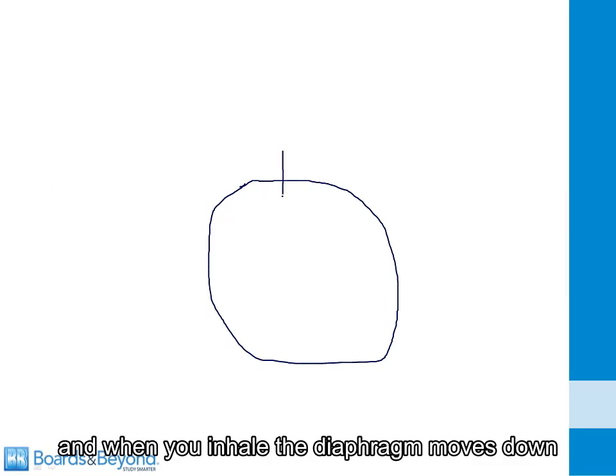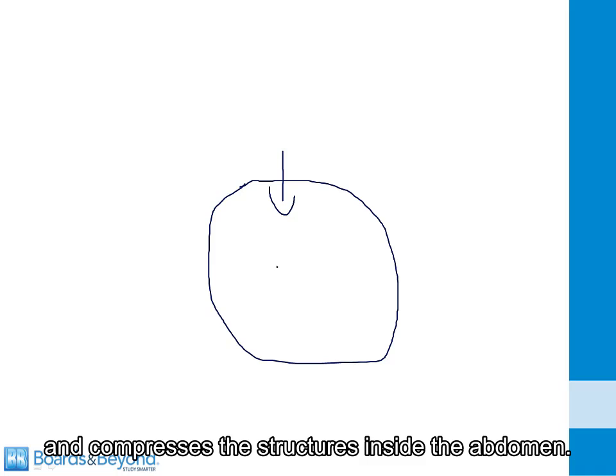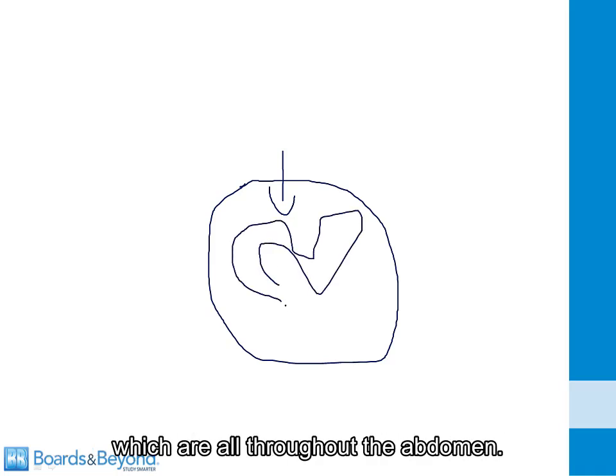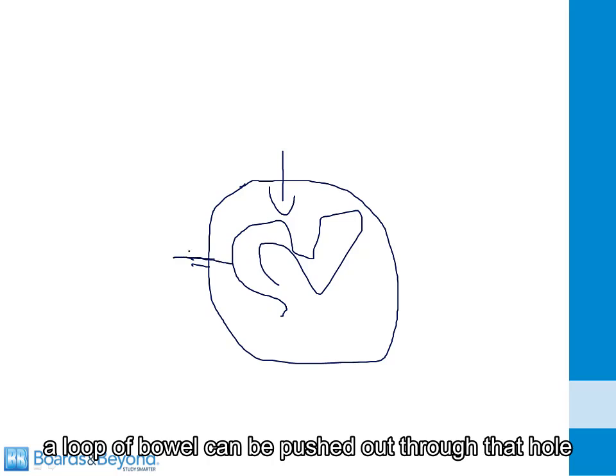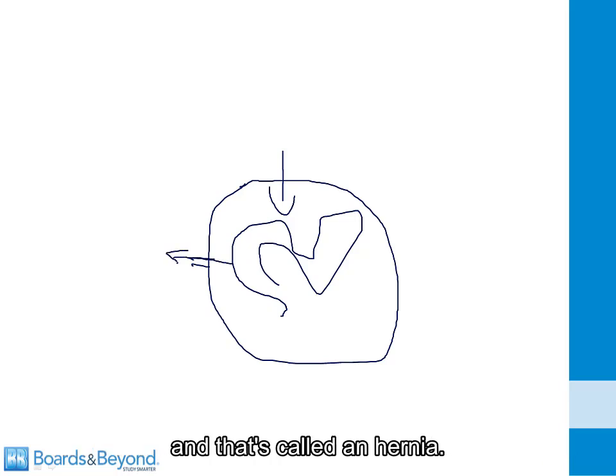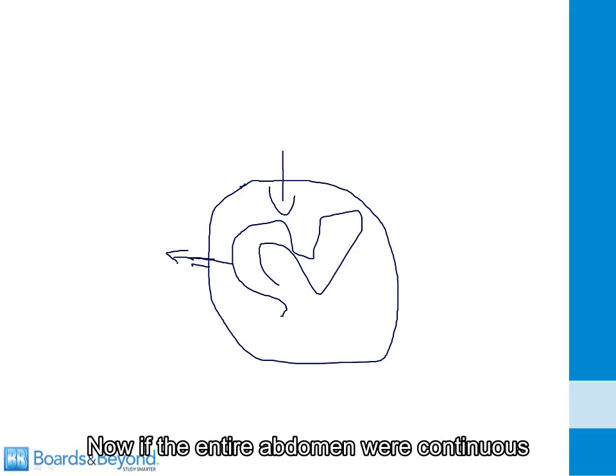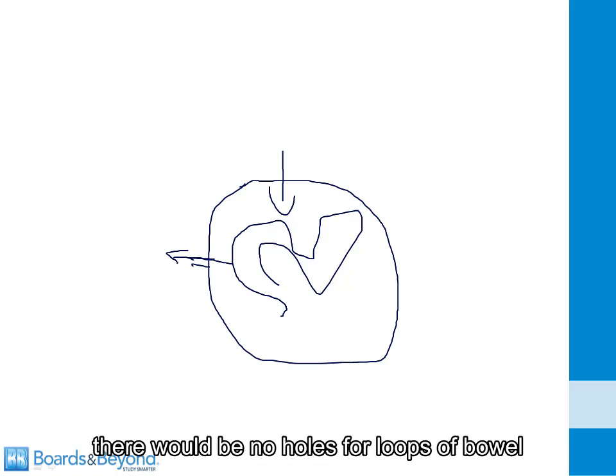The idea here is that your peritoneum is a closed space, and when you inhale, the diaphragm moves down and compresses the structures inside the abdomen. This includes loops of bowel, which are all throughout the abdomen. If there is a hole in the wall, a loop of bowel can be pushed out through that hole, and that's called a hernia.